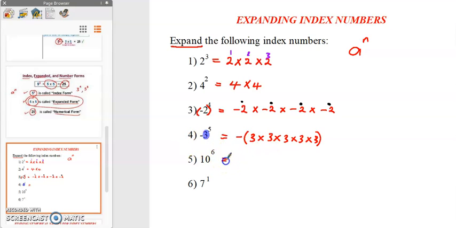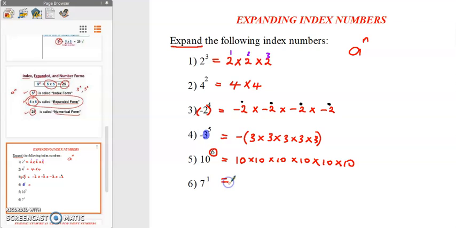And for number 5, trust me, this works the same with every number. 10 is our base, so this is 10 raised to the 6th power. 10 is what we're going to repeat. How many times? 6 times. So that's 10 times 10 times 10 times 10 times 10. Let me see. 1, 2, 3, 4, 5. One more. Times 10. You see that?